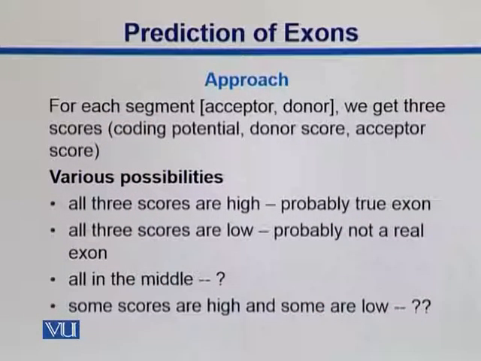So for each segment, acceptor and donor, we get 3 scores. One is coding potential, then we get a donor score, then we get an acceptor score, and we look for different possibilities. If all 3 scores are high, probably we have a true exon. If the scores are low, we don't expect a real exon there. If all are in the middle, then we can look at other alternatives. Some scores are high, some are low. Again, we can look into other alternatives. So here we can get the evidence with the help of the information we gathered from those splice sites.